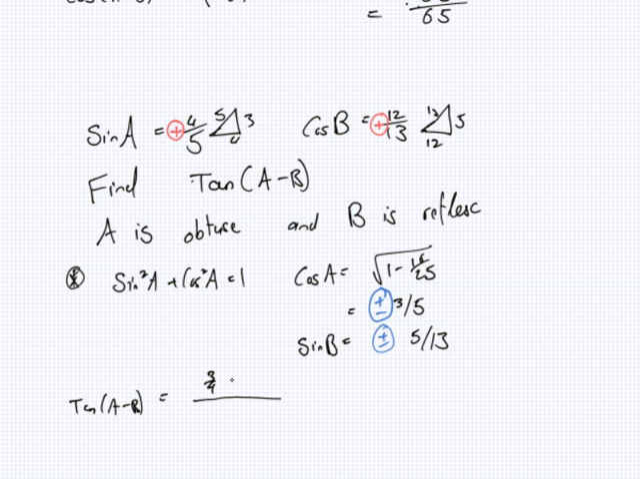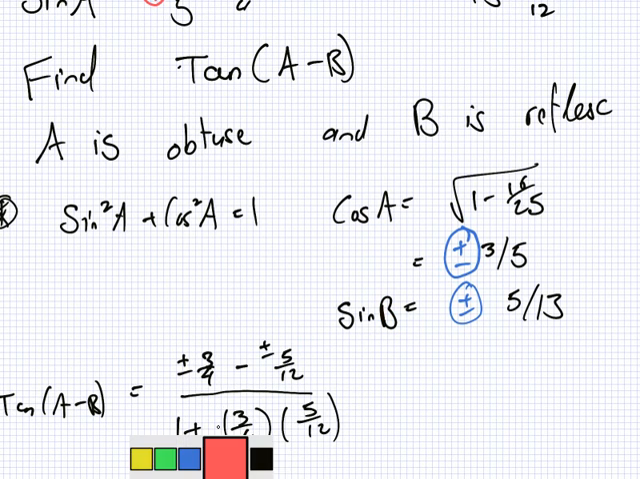Minus 5 over 12. But there's plus minus issues here. Plus minus, plus minus. And then on the bottom, it's 1 minus tan A. What did I do wrong? No, that's a plus. Yeah. And again, there's a plus minus and there's a plus minus here.